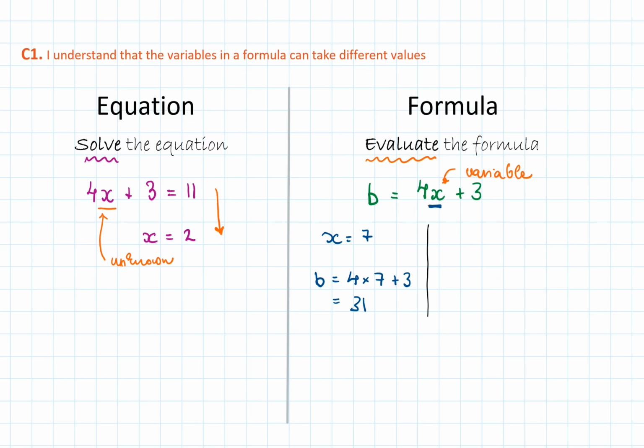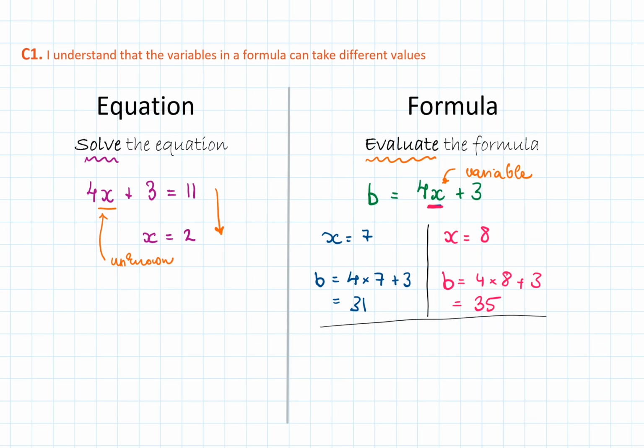But we can look at another example when x is not 7, but x is 8. And we can evaluate the formula for this new value of x. If we substitute x equals 8 into the place of x, we find that b equals 4 times 8 plus 3. b equals 35. So when the value of the variable x is 8, b will equal 35. We can see that the value of b depends on what the variable x is in the given question.